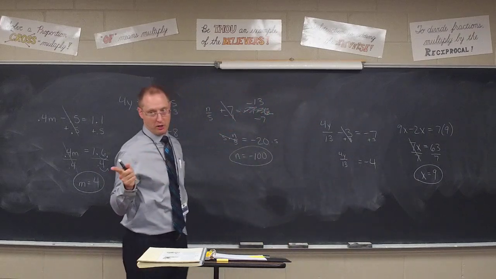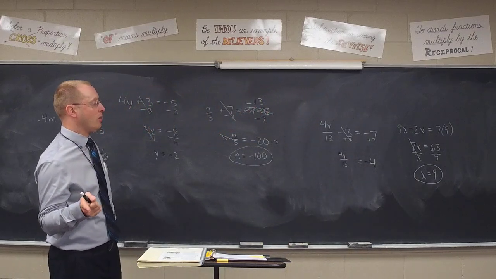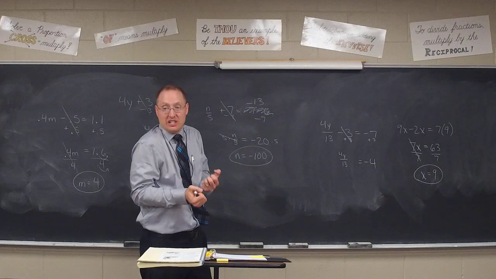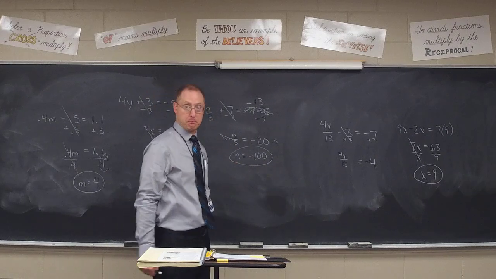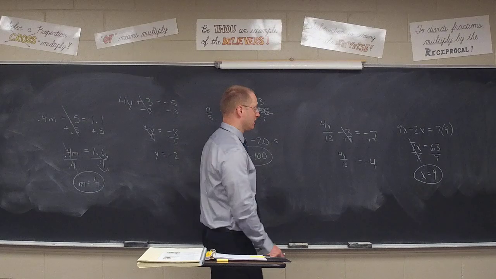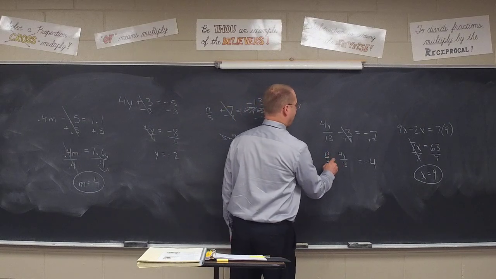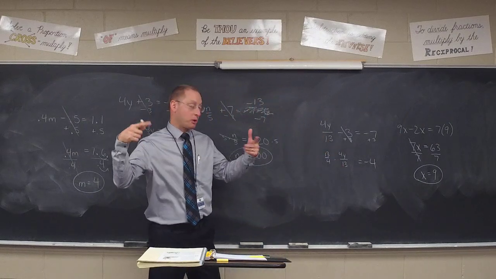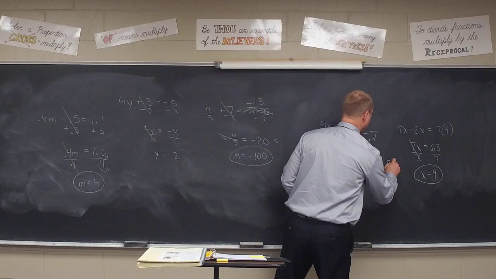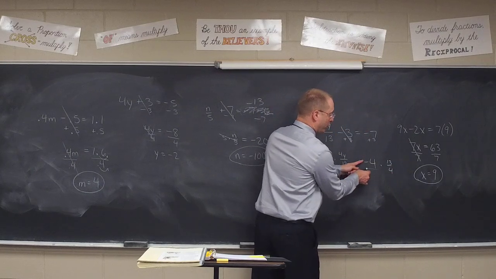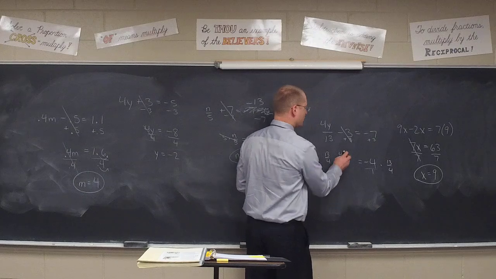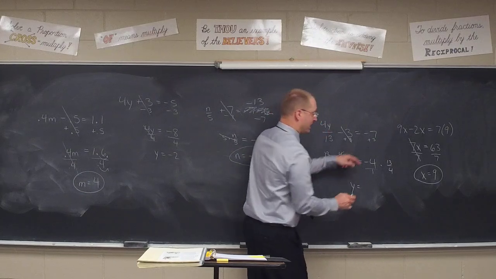Now, here's the tricky part, Joel. What do I do now? Because both the 4 and the 13 are kind of attached to that y. I can get rid of both of them at one time. Good. Multiply, class, by the reciprocal is the word we're looking for there. So we're going to multiply by 13 over 4. Joel, it wouldn't hurt to put this negative 4 over 1. Don't lose the fact, by the way, class, that there is a negative right here.